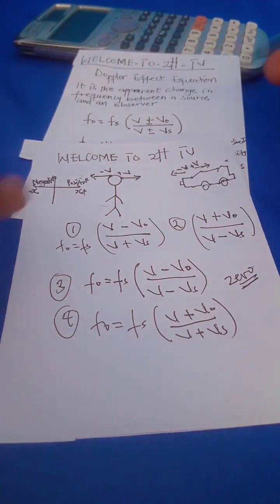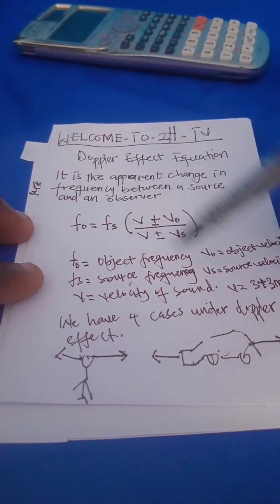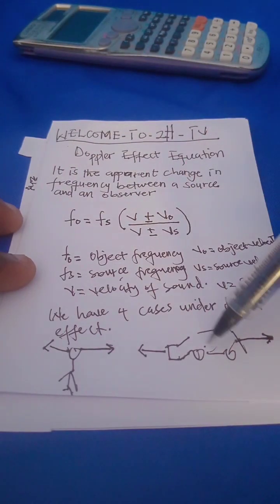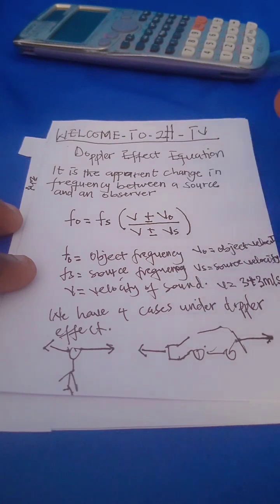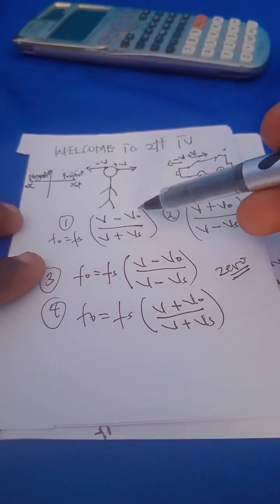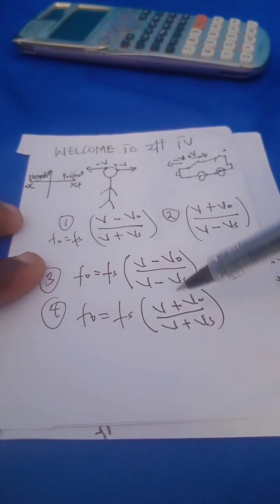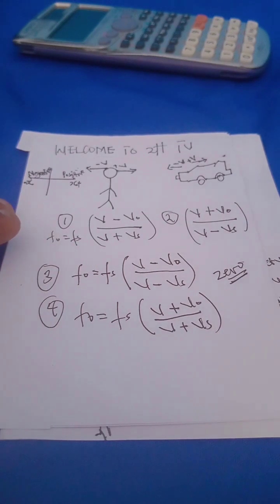So knowing the general formula of this, with the object and source scenario that we just did, you know that you can get all the 4 cases, which is this we are subtracting and adding, this we are adding, subtracting, adding. So these are the 4 cases that we have.